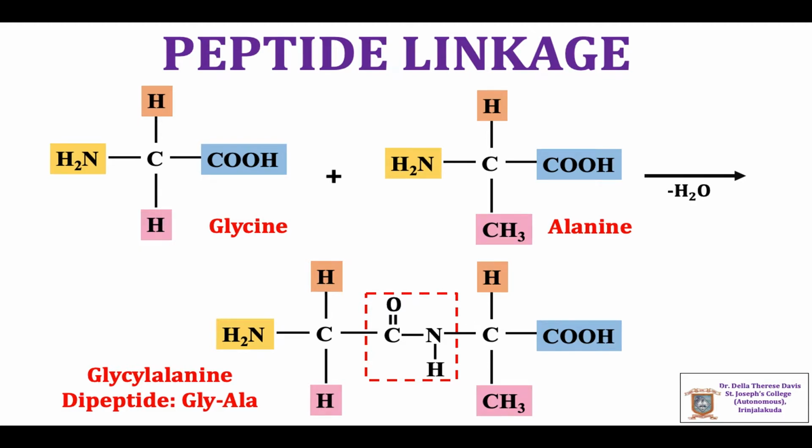Next comes peptide linkage. The structural organization of proteins is complex and is composed of alpha amino acids joined by peptide bonds. A peptide is a condensation product of alpha amino acids. For example, the condensation of glycine and alanine is represented here.